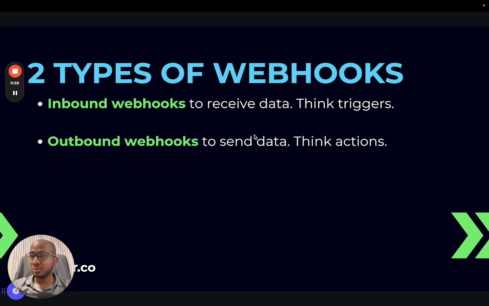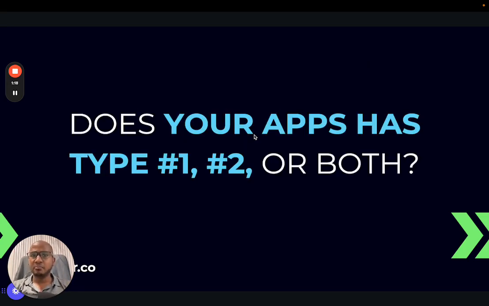There are two types of webhooks, as you would expect. There are the ones that receive the data, the ones that open up the chat, open up the possibility to receive it in the first place. And then you have the outbound webhooks, which are the ones that actually send the data for the other one to receive. Now, the first step in figuring this out is to see if your app has type 1, type 2, or both.